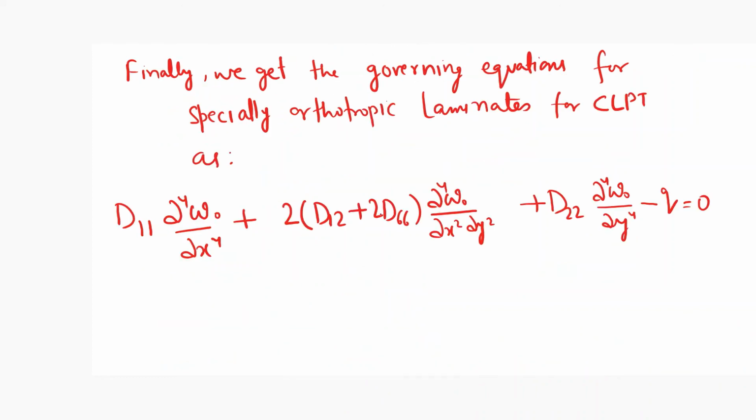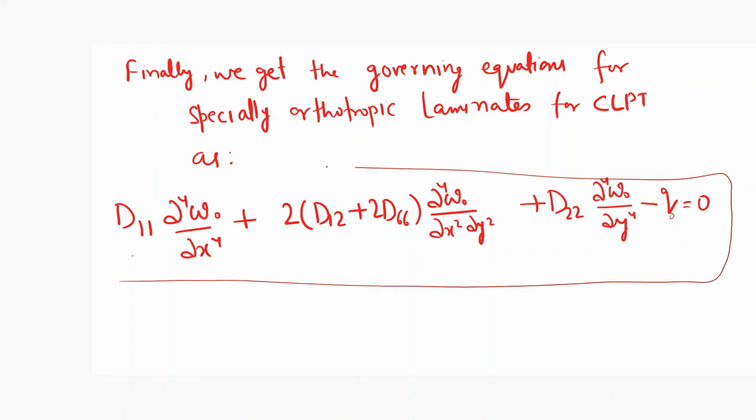So finally we get the governing equations for specially orthotropic laminates as D11 del to the power 4 w naught by del x to the power 4 plus 2 times (D12 plus 2 D66) del 4 w naught by del x square del y square plus D22 del 4 w naught by del y 4 minus q naught equals to 0. We get finally this simplest equilibrium equation, the governing equation for specially orthotropic laminates.